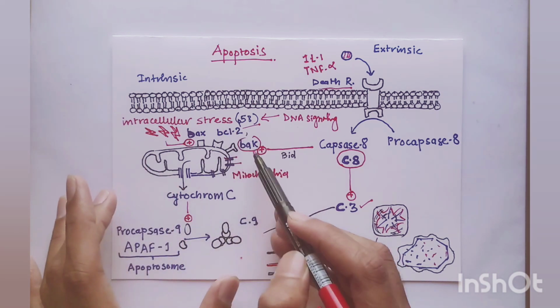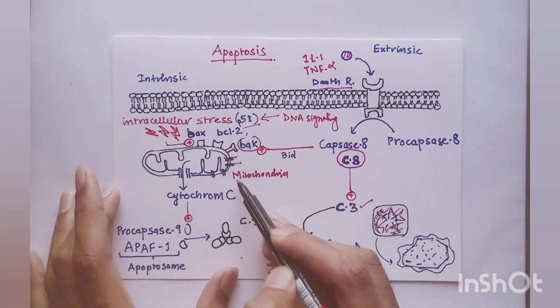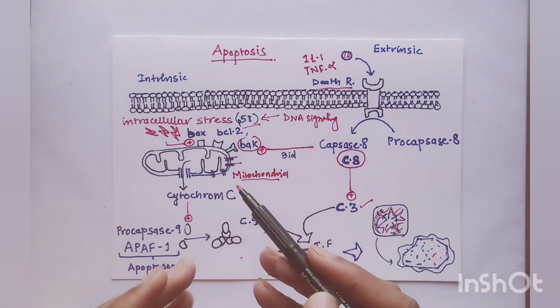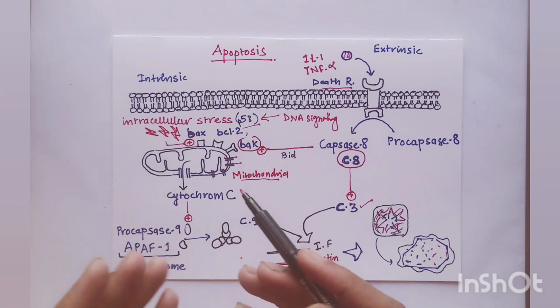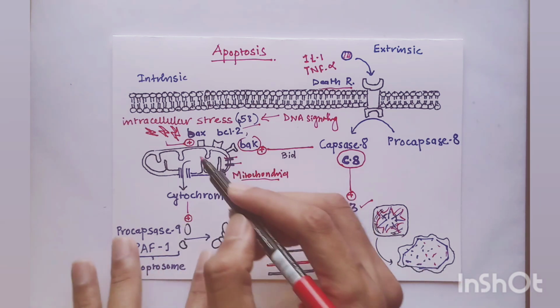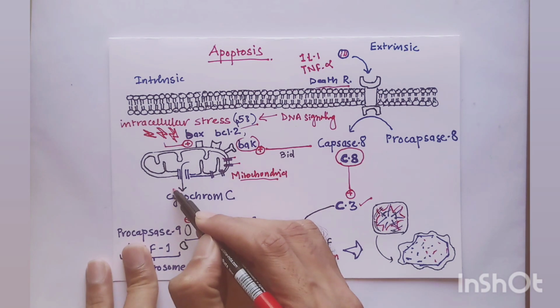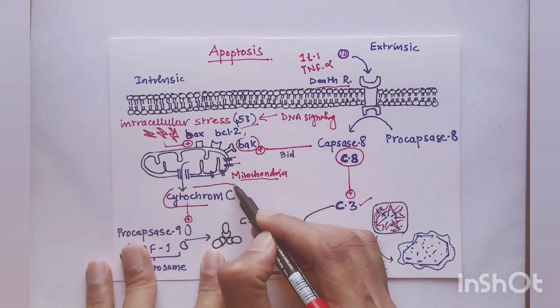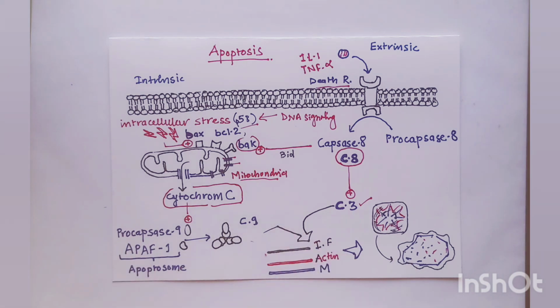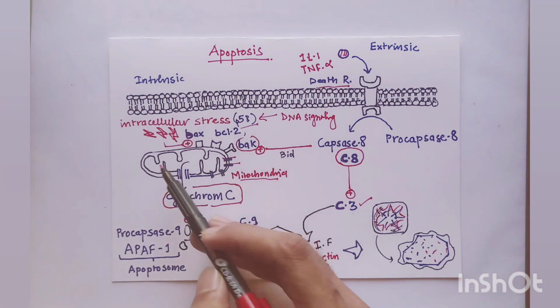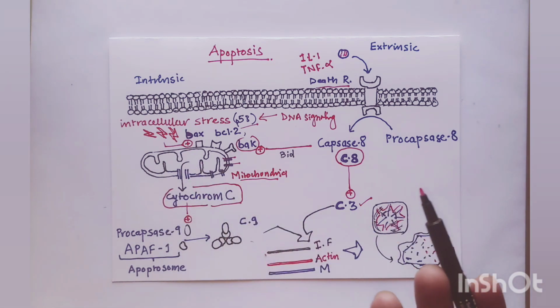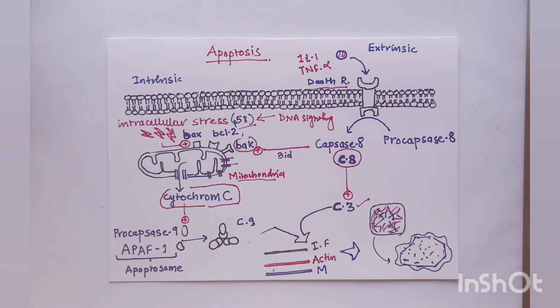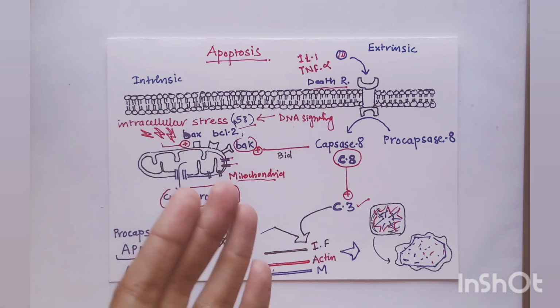These molecules cause pores in the mitochondria. Now, once the mitochondrial membrane gets perforated, the inside molecule, cytochrome C, is released. As we know, cytochrome C is involved in the electron transport chain and oxidative reactions. It is involved in oxidative phosphorylation and produces energy.